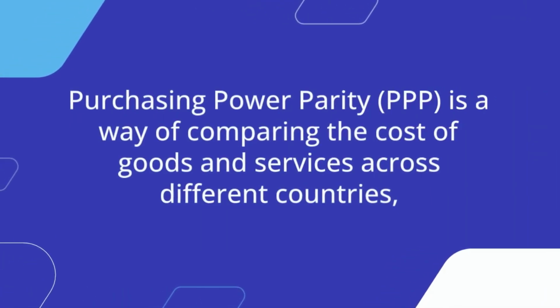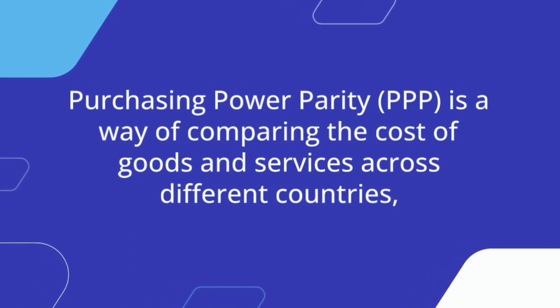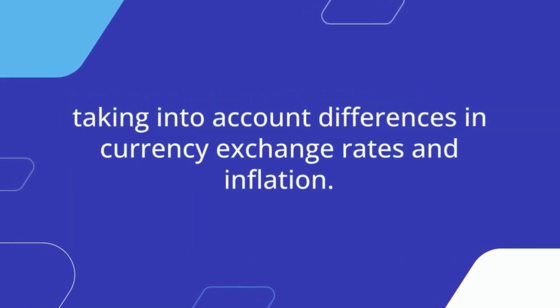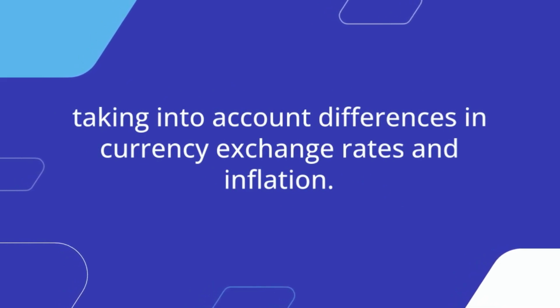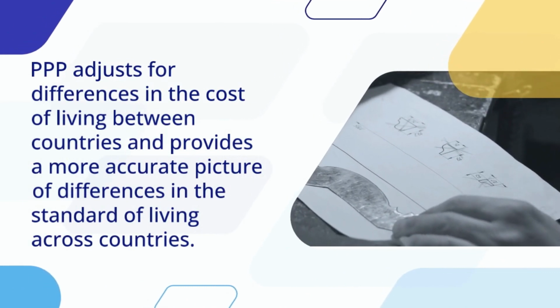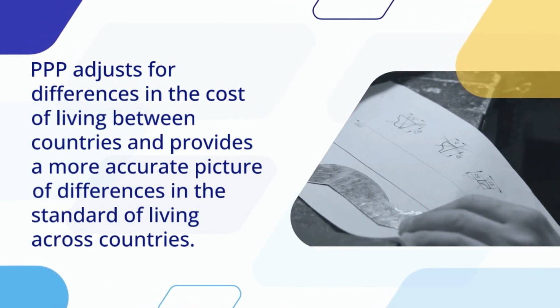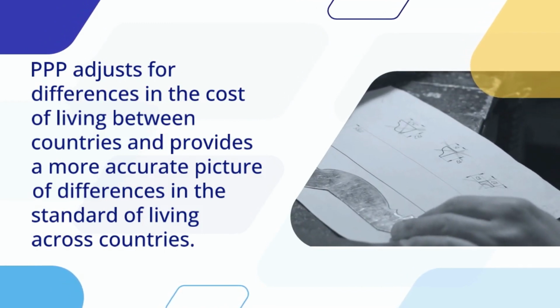Purchasing power parity, PPP, is a way of comparing the cost of goods and services across different countries, taking into account differences in currency exchange rates and inflation. PPP adjusts for differences in the cost of living between countries and provides a more accurate picture of differences in the standard of living across countries.